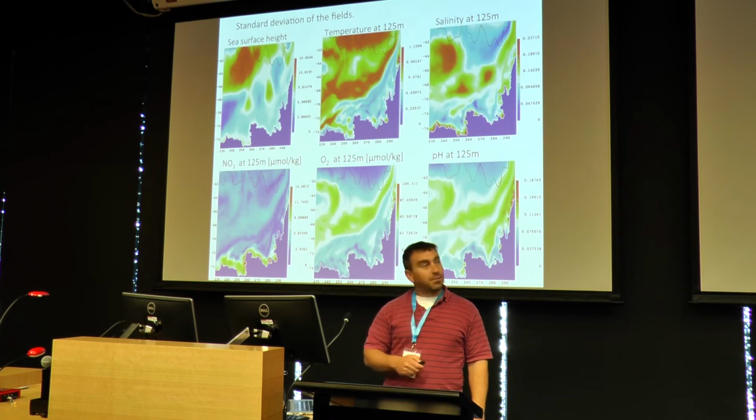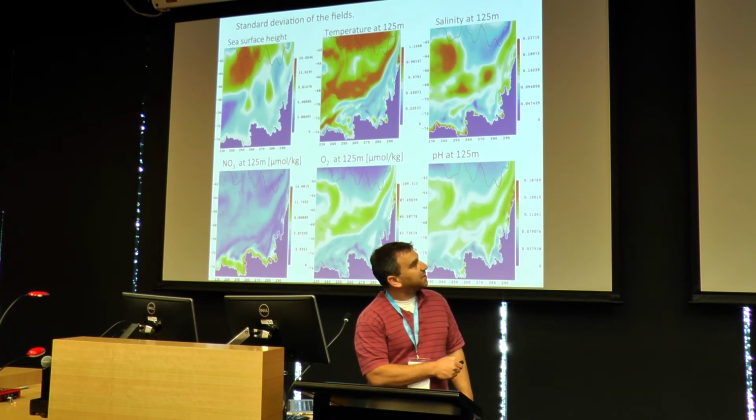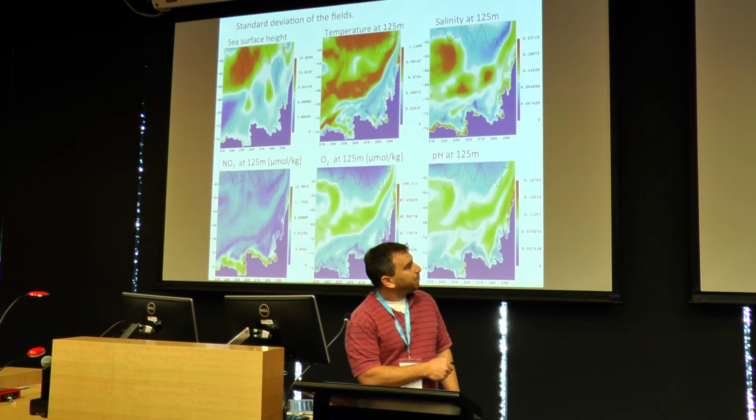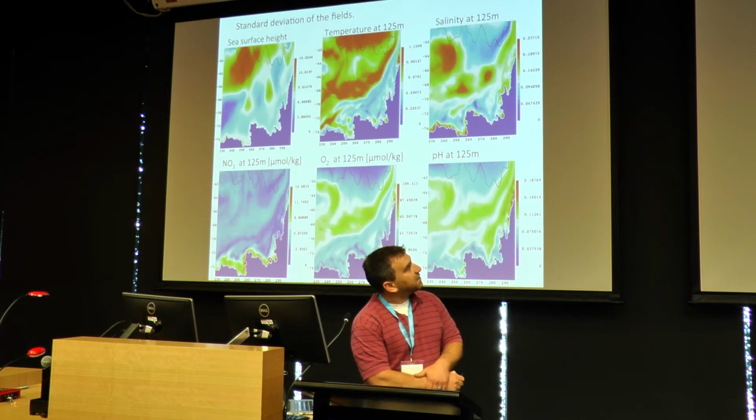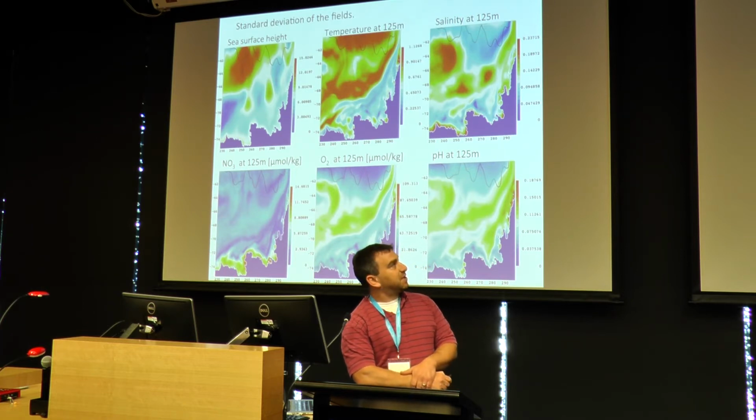So now we're back to the Amundsen-Bellingshausen Sea. So here's the Antarctic Peninsula. And this is the standard deviation of the fields in this region. Here's SSH. You can see this is the polar front coming through. Temperature standard deviation, salinity.